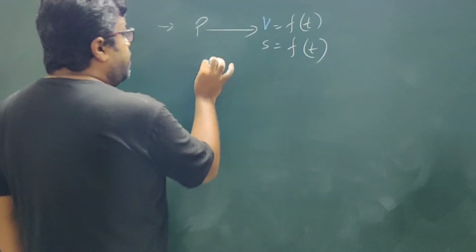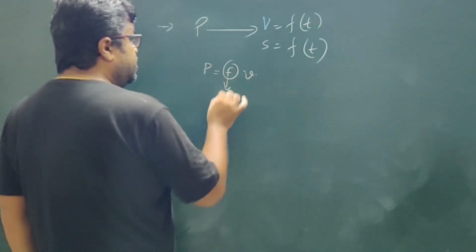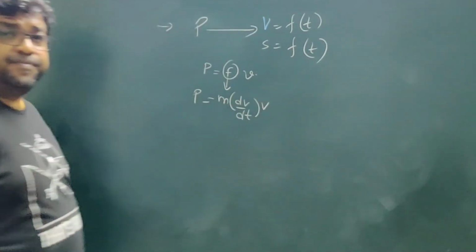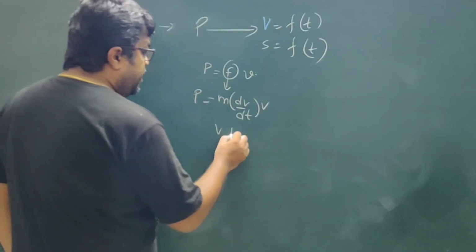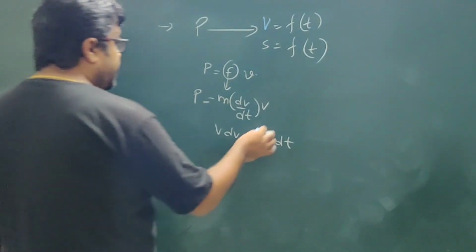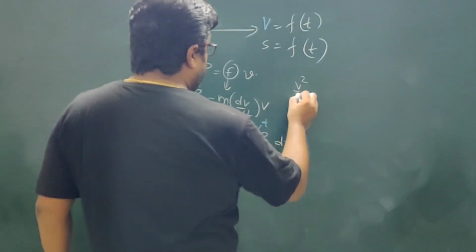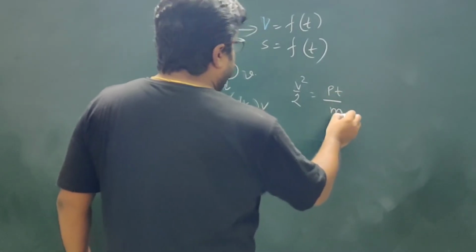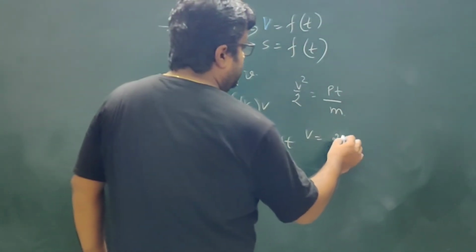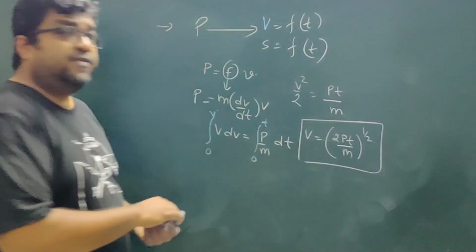Power is equal to force into velocity. Now what is this force? Force is mass into acceleration, and acceleration is dv by dt. So power is m v dv by dt times v, giving v dv equal to P by m dt. If I integrate this, with t from 0 to t and v from 0 to v, v square by 2 is equal to Pt by m. You are asked to find velocity as a function of time. So v is equal to the square root of 2Pt by m. So this is velocity as a function of time.